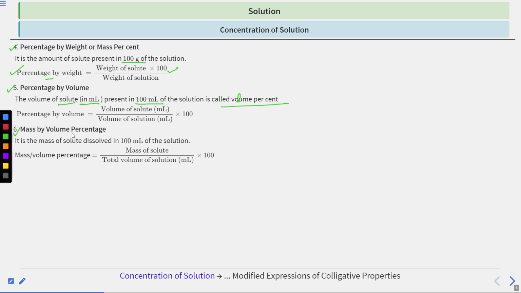Sixth term is mass by volume percentage. It is the mass of the solute dissolved in 100 ml of the solution. So mass by volume percentage is given by mass of solute divided by the total volume of solution in milliliter multiplied by 100, as we are talking about percentage.